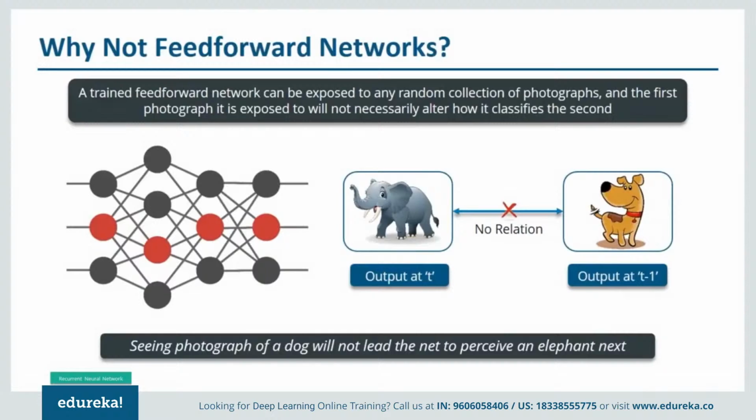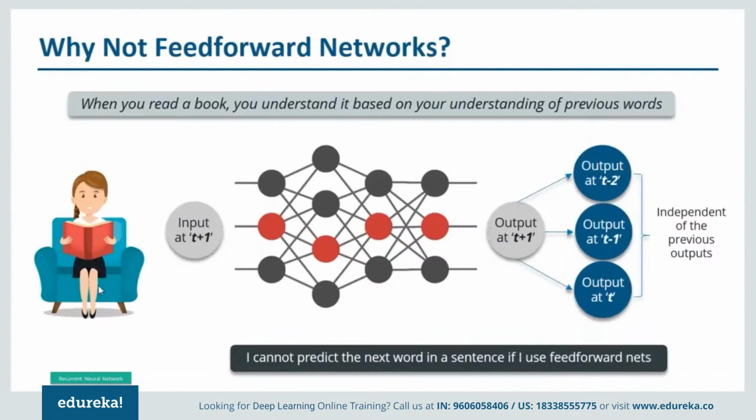Now there are a few scenarios where we actually need the previous output to get the new output. Let us discuss one such scenario. What happens when you read a book? You understand that book only on the basis of your understanding of the previous words. So if I use a feedforward network and try to predict the next word in a sentence, I can't do that. Why can't I do that? Because my output will actually depend on the previous outputs. But in the feedforward network, my new output is independent of the previous outputs. That is, output at t plus 1 has no relation with output at t minus 2, t minus 1 and t. So basically we cannot use feedforward networks for predicting the next word in a sentence.